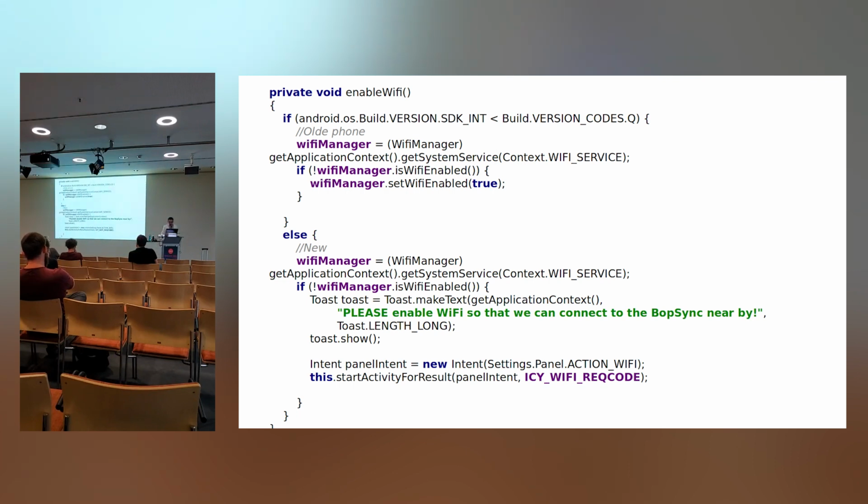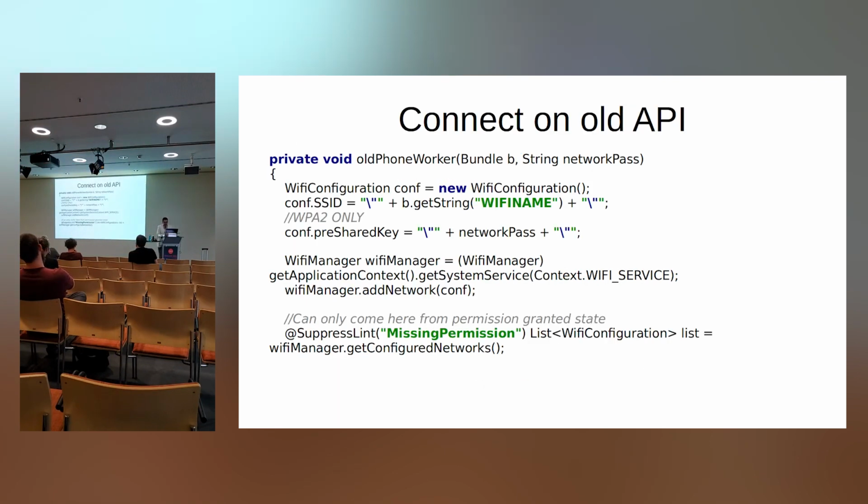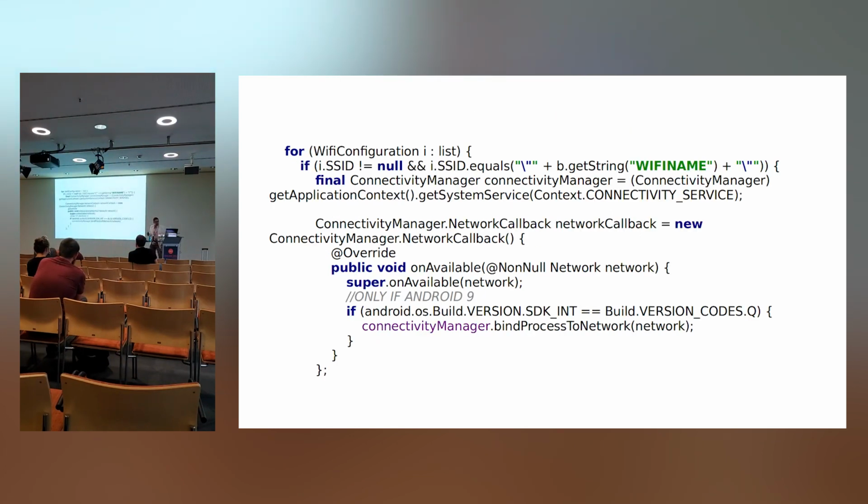And I'm going to show you how to start a connection process on, first of all, the old API. On the old API, basically you get yourself an instance of the Wi-Fi manager system service. And when you have the Wi-Fi manager system service, you set up such a network connectivity callback. All the code is in the slides.